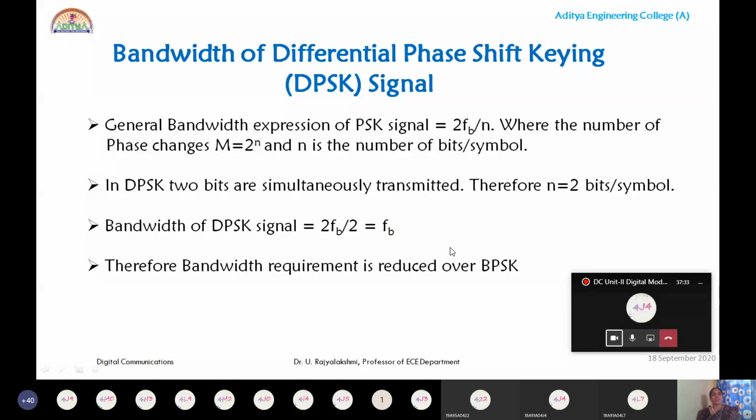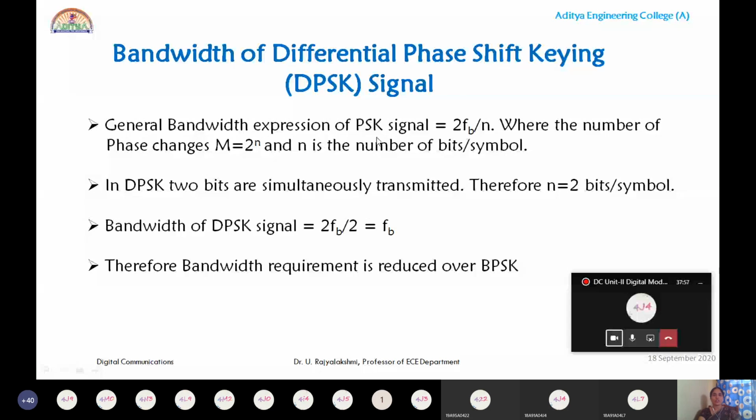See, even the bandwidth of quadrature phase shift keying, it is 4-ary PSK. So that means n is equal to 2. In quadrature phase shift keying also, the bandwidth is FB. So that's why the bandwidth requirement is reduced to FB. But in the case of BPSK, the bandwidth is 2 FB by n.